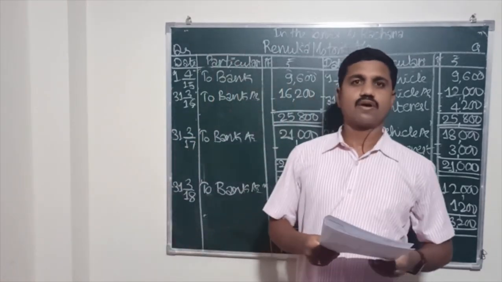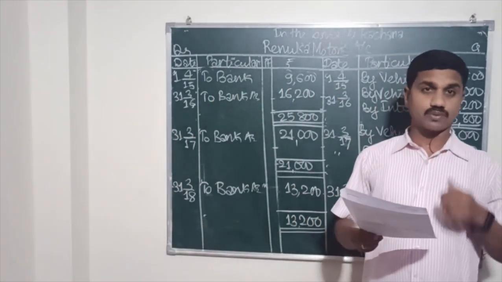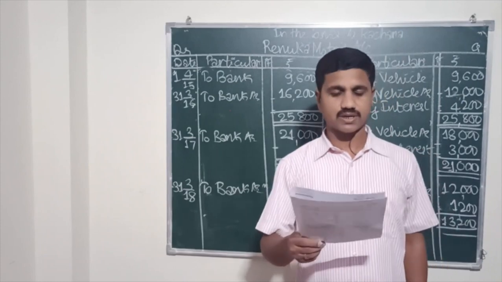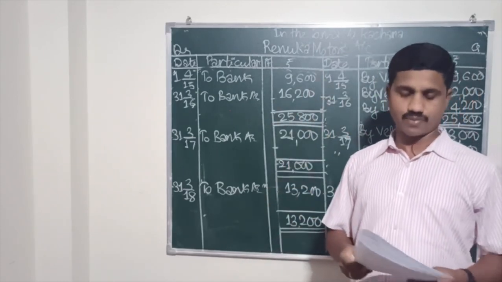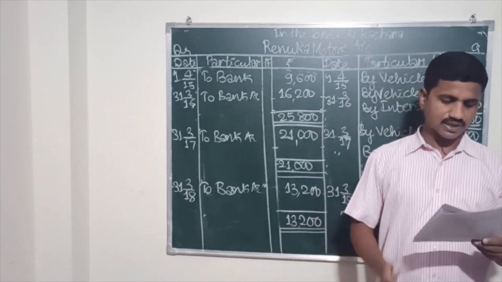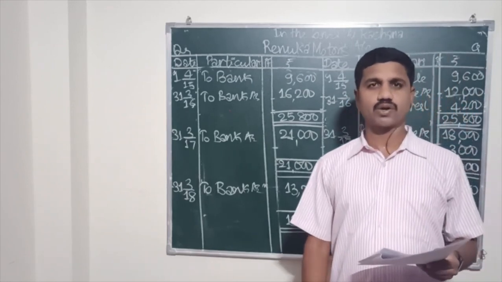Suppose the question is, if you are asked to prepare the necessary ledger accounts, then we should prepare the interest account and depreciation account. But in this problem, we are specifically asked to prepare only the vehicle account and the Renuka Motors account.